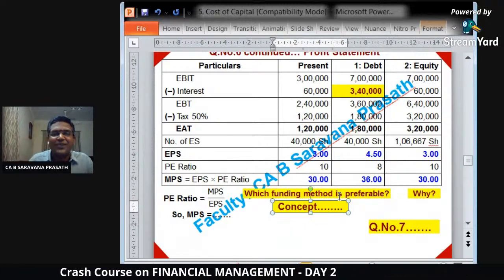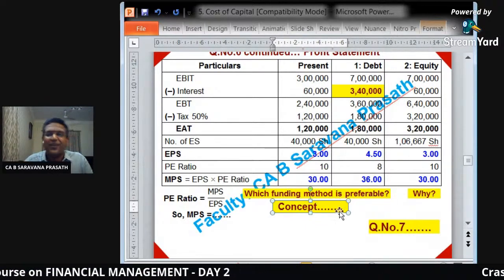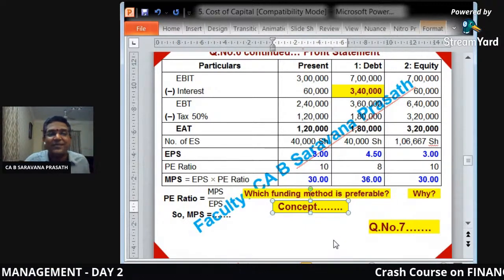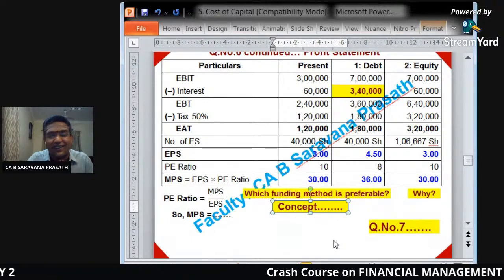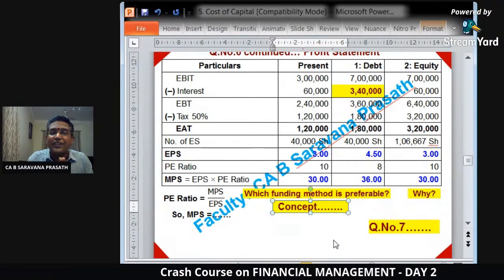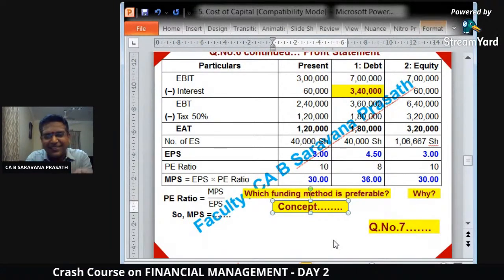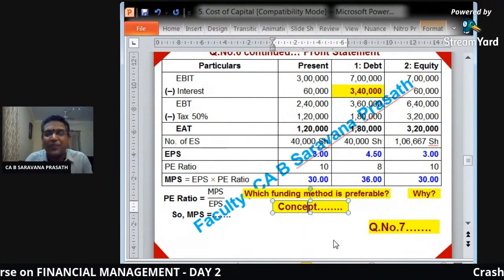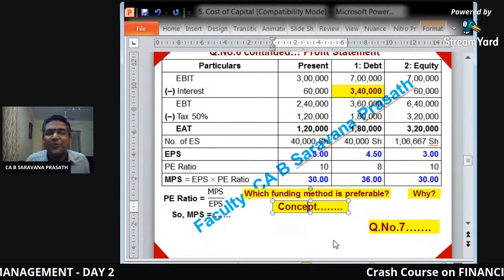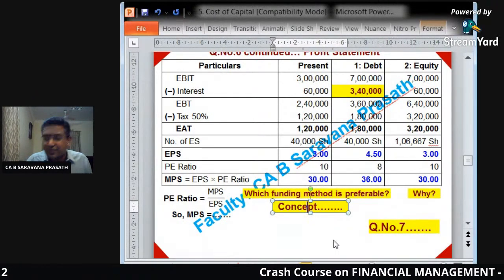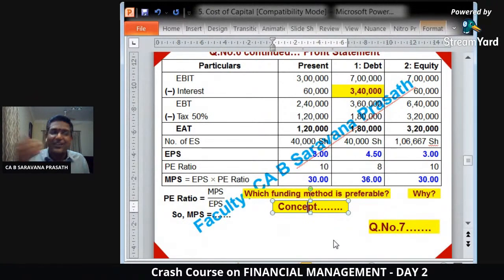So this is the calculation relating to the trading on equity. This is one of the concepts under EPS related concepts. We have one concept how to maximize EPS. This is the question. I will pause for a while. You can mentally go through all this, and then we'll move on to the next question, which gives you the next concept.